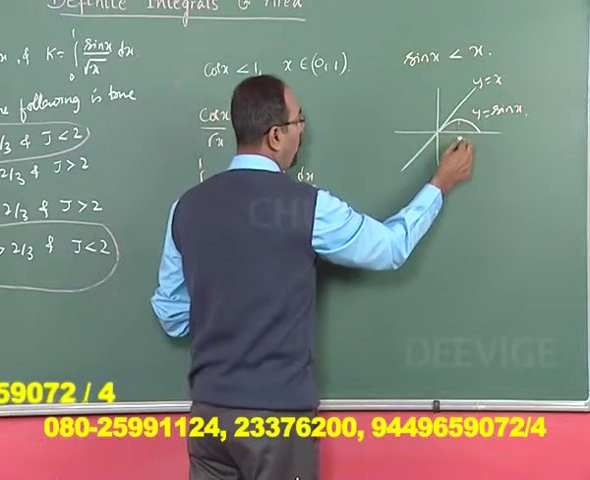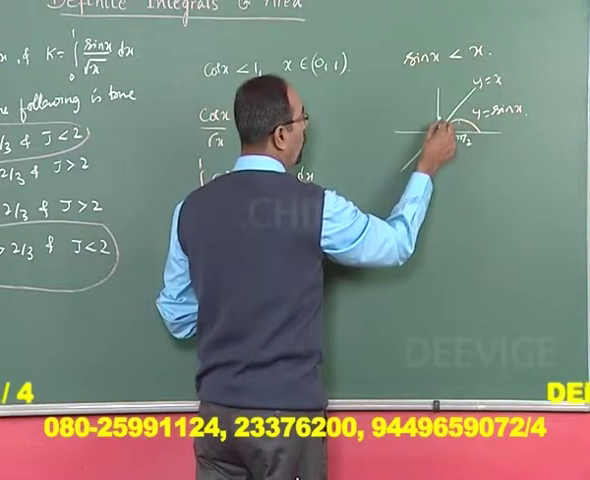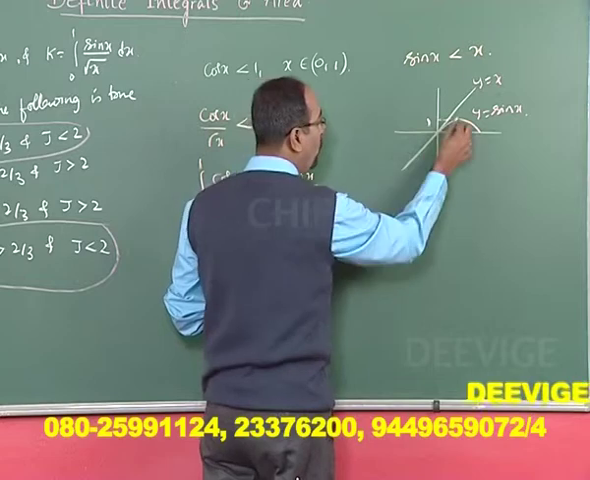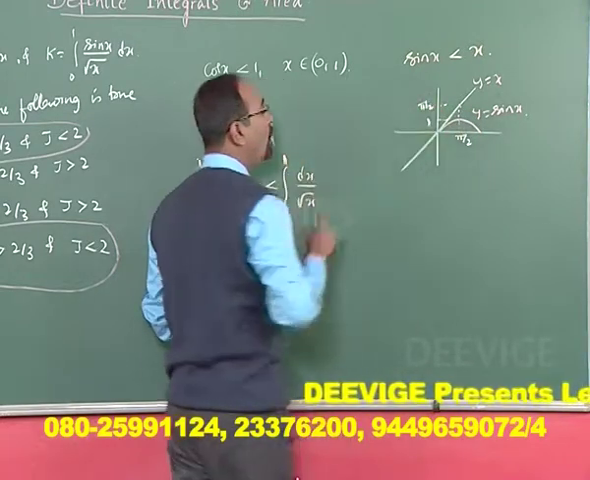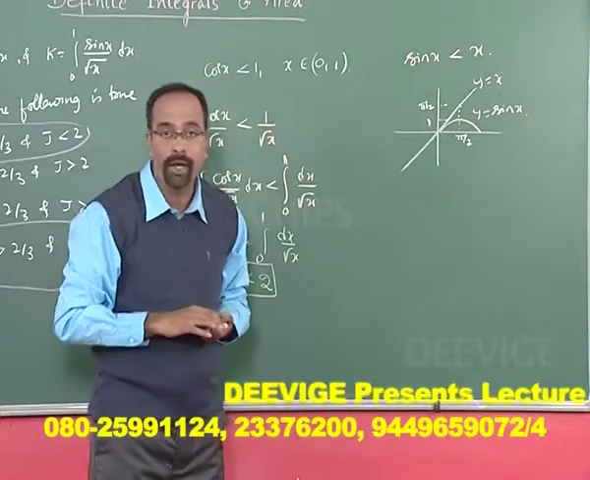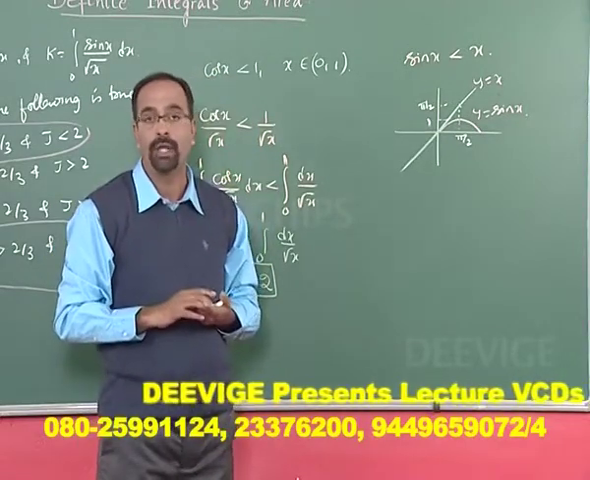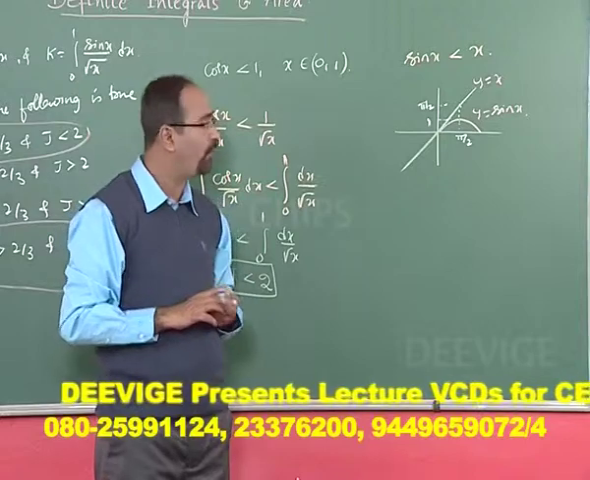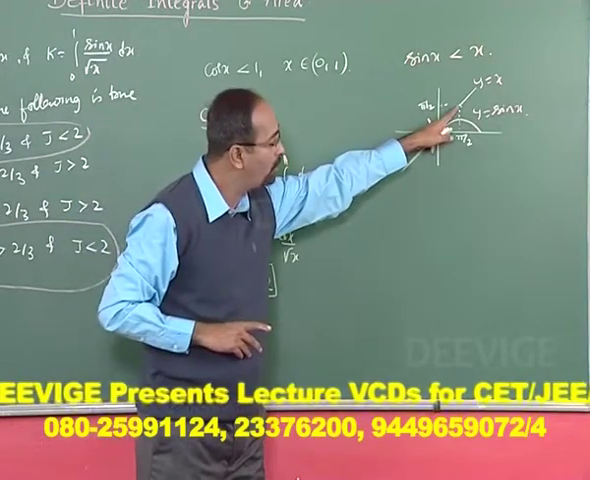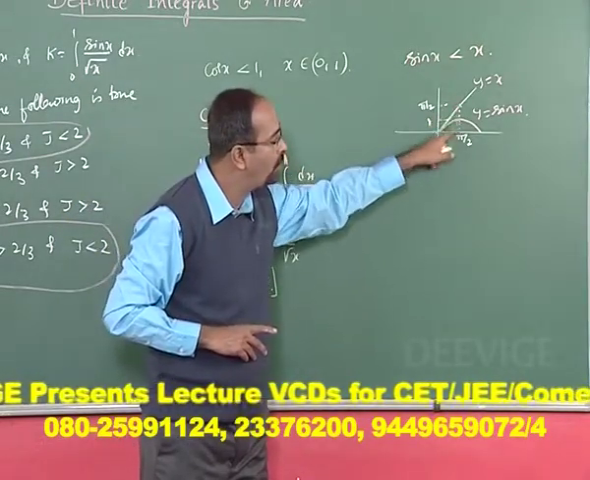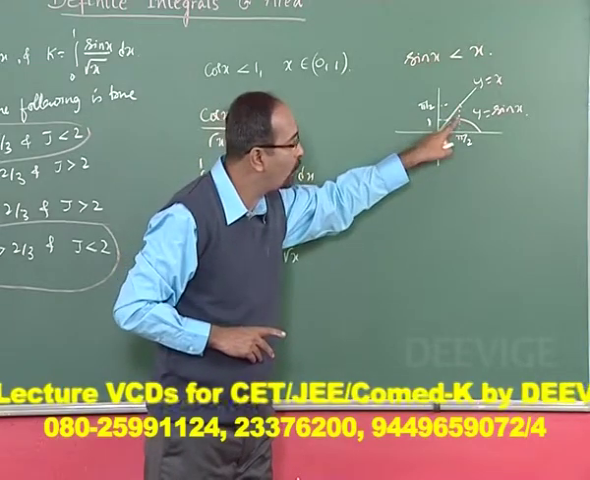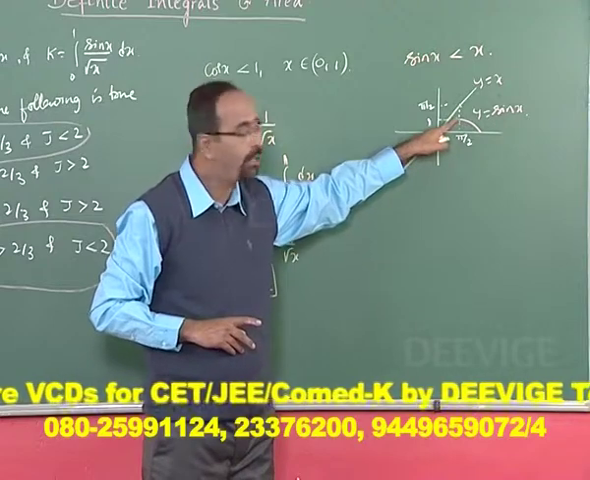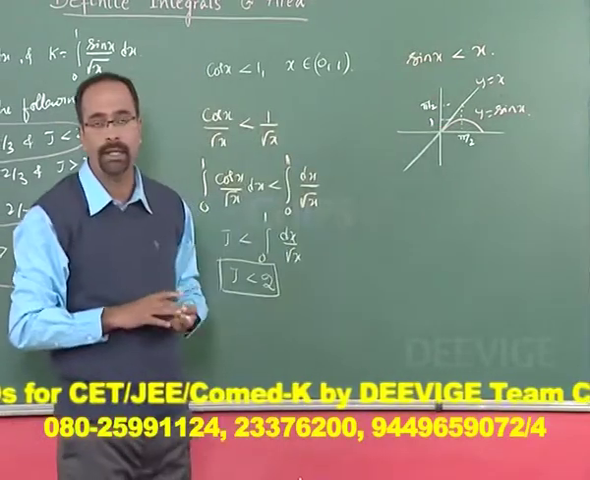When x is equal to pi by 2, what happens? Sin x will be equal to 1 and x will be equal to pi by 2. What is the value of pi by 2? Well, the value of pi by 2 is 3.14 by 2, that is equal to 1.57. So when x is equal to pi by 2, or 1.57, y is also 1.57, and sin x is equal to 1. Therefore, 1 is less than 1.57, so sin x is definitely less than x.